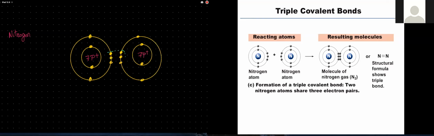So what we're going to do in here, the nitrogen will find another nitrogen and will make a deal with it. I will give you 3 of mine to rotate around your nucleus for you to become chemically stable, and you give me 3 of yours to rotate around my nucleus in order for me also to become chemically stable. So we're going to be sharing electrons.